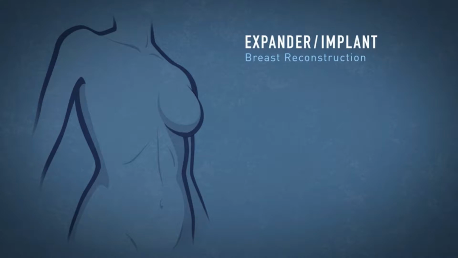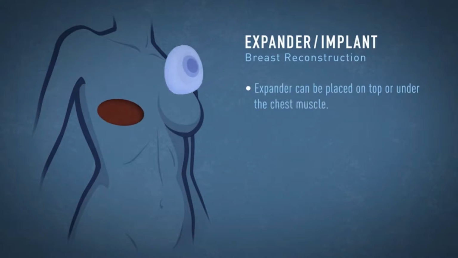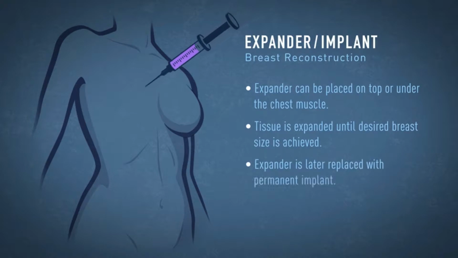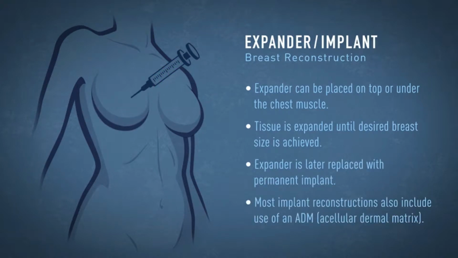The expander is placed at the same time as the mastectomy. That's called immediate reconstruction. Or it can also be placed at some point after the mastectomy, anytime later in fact. That's called delayed reconstruction. The expander is placed either on top of the muscle or under the main chest muscle, the pec muscle. Most surgeons will place the expander under the muscle. And over time, the expander is inflated using salt water or saline to achieve the desired result.